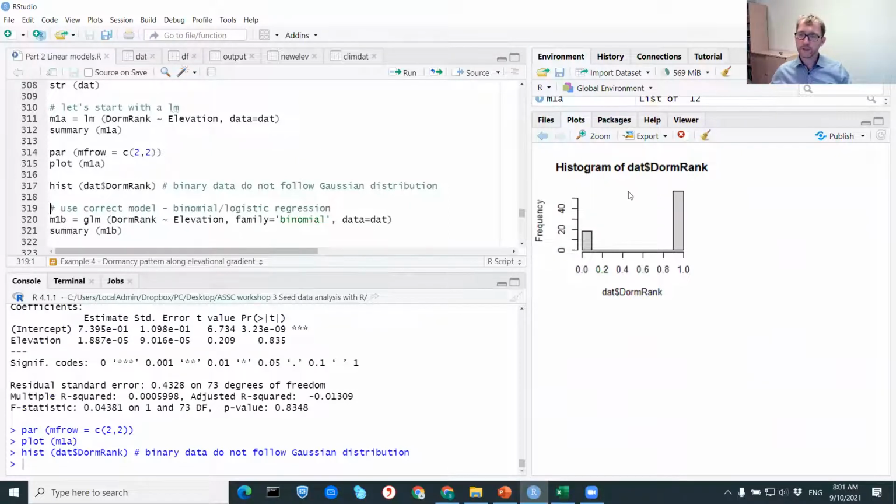the data we are working with are binary data, binomial data. So basically you have zeros or ones, right? And if you fit a simple linear model to such kind of data, of course, the error will not follow a normal distribution.